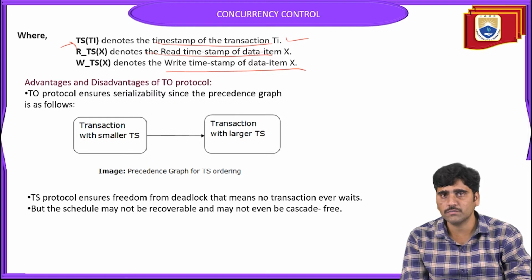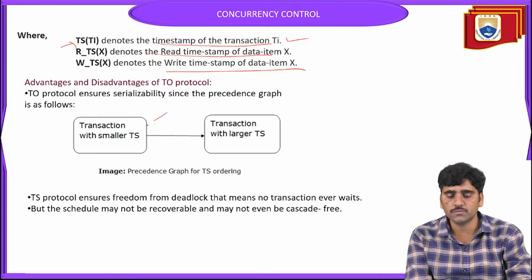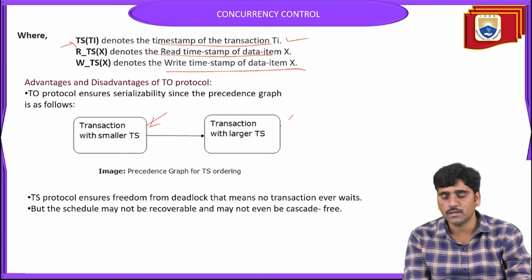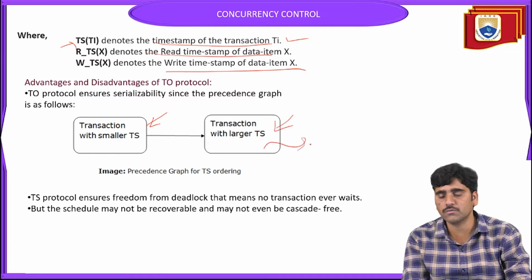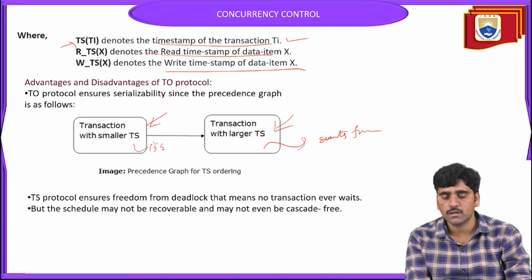And advantages and disadvantages. The diagram shows that this is the smaller one and this is the larger one. So this is the larger one and it executes first, and this is the smaller one, it executes next. This is the image we can see here.